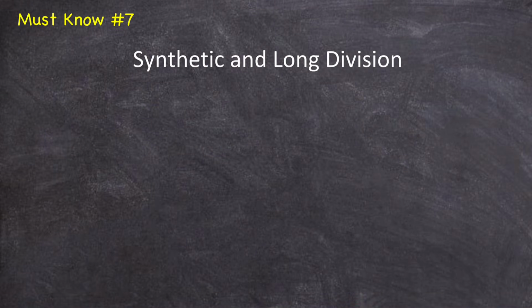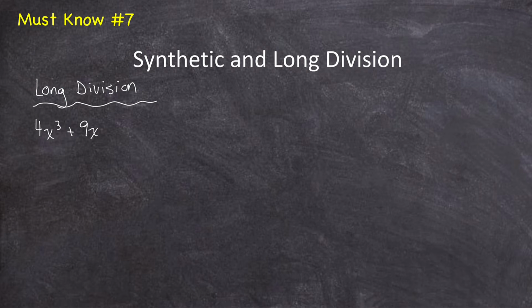Must know number 7, synthetic and long division. These are 2 methods for dividing polynomials. Let's start with long division. Let's say we want to do 4x cubed plus 9x minus 12 divided by 2x plus 1.